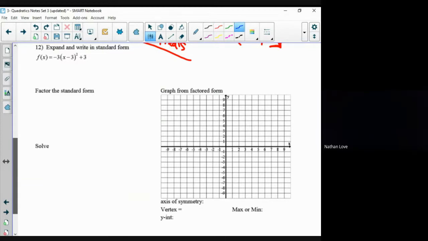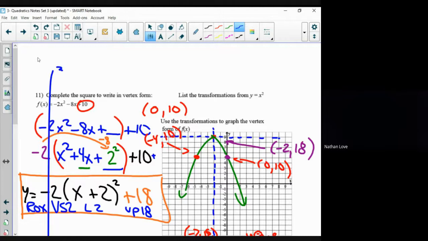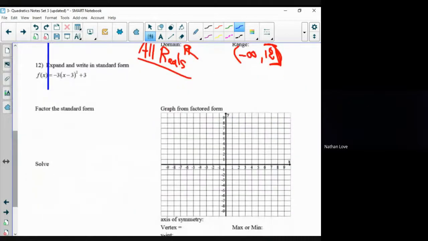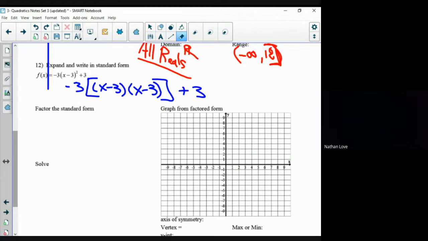So I want to take the -3, and I'm going to put a bracket and do x minus 3 times x minus 3. Close my bracket and do a plus 3. Now remember, you're doing that information first. So go ahead, guys, and attempt this. Take your x minus 3 times x minus 3.